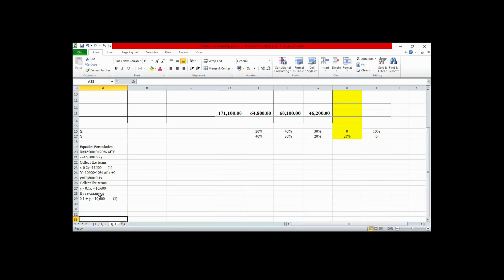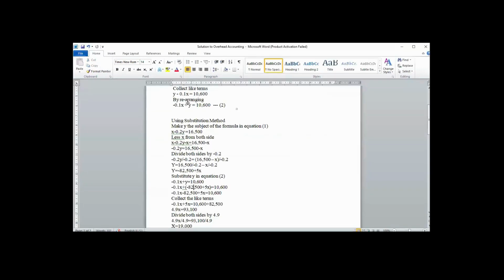Now by rearranging, because we want it to be in the same form as equation 1, we bring in minus 0.1X. I can't put the minus here, so I took it back to Word. If you put a minus in the Z, it's going to change to another thing. That's why I moved to Word and copied it the way we studied here. I now said by rearranging: minus 0.1X plus Y equals 10,600.